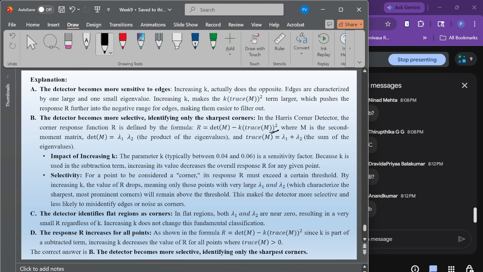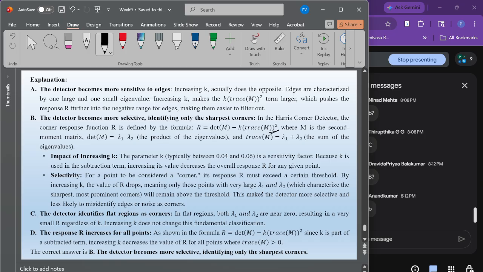Because K is used in the subtraction term, increasing its value decreases the overall response R for any given point. For a point to be considered a corner, its response R must exceed a certain threshold. By increasing K, the value of R drops, and only those points with very large lambda 1, lambda 2 will remain above the threshold. That makes the detector more selective and less likely to misidentify edges or noise as corners. So yes, option B is the correct answer: the detector becomes more selective, identifying only the sharpest corners.